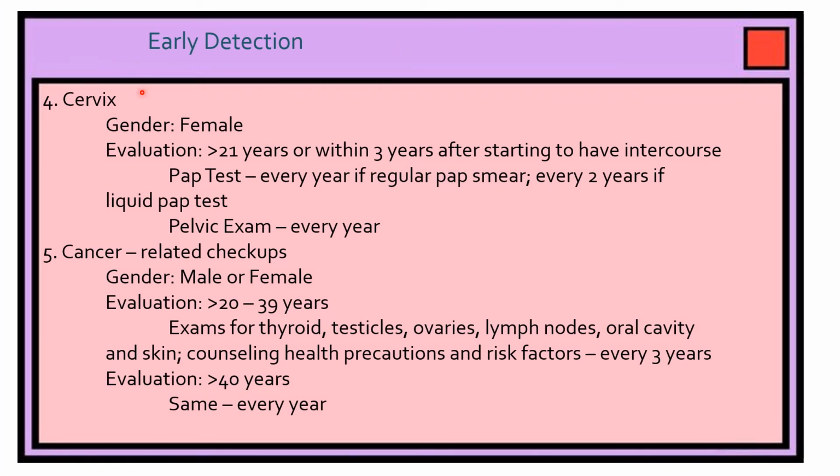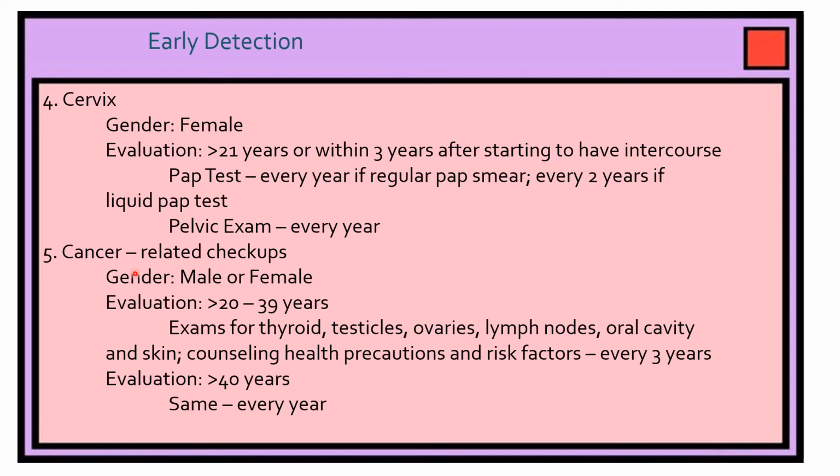For early detection of cervical cancer, especially for females who are more than 21 years old or within 3 years after starting to have intercourse, it is important to have a pap smear test every year if regular pap smear, or every 2 years if liquid pap test, or a pelvic exam every year.